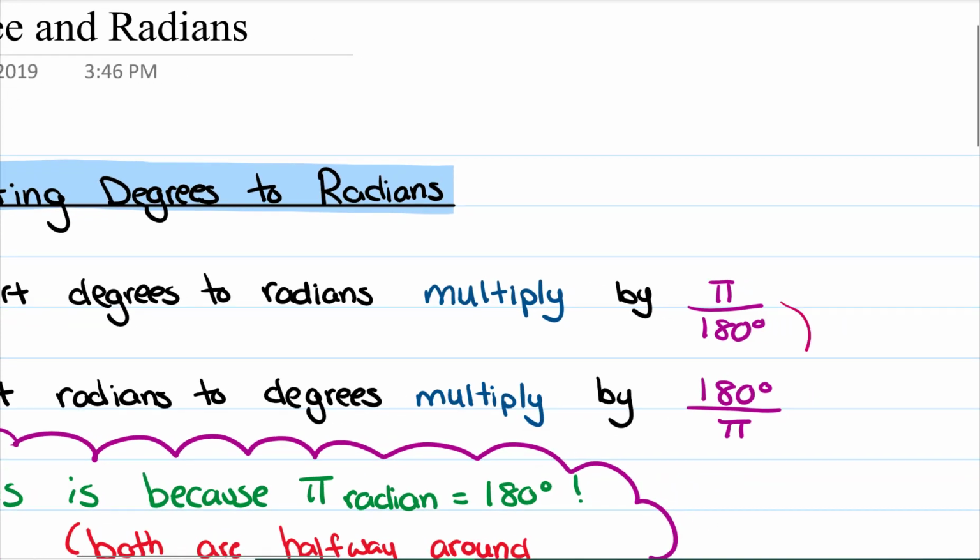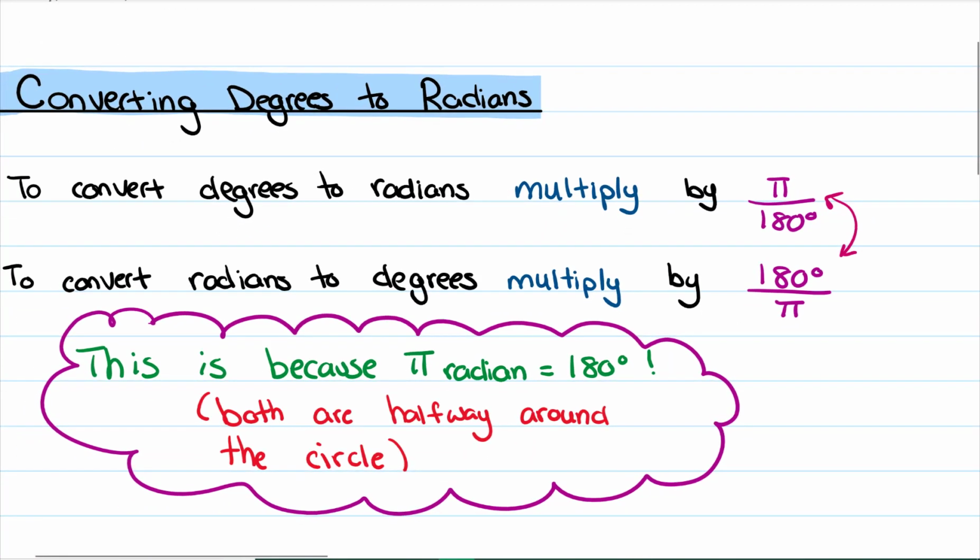Now you'll notice that these look kind of similar. They're just the reciprocal of each other. This pi over 180 and 180 over pi happens because pi radians is equal to 180 degrees. Both of these represent halfway around the circle. So if I went 180 degrees like this, that's also equal to going pi radians.